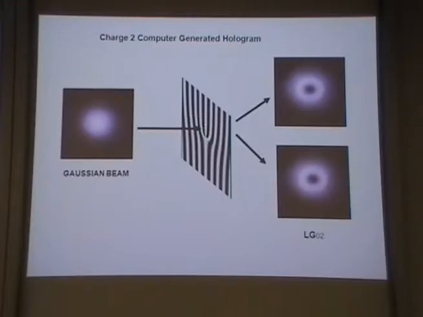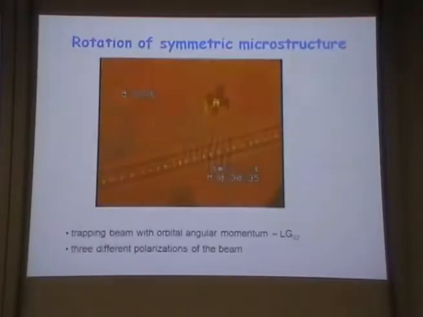Then this is a charge 2 hologram. So when the Gaussian beam is put through the very middle of this hologram, we will get Laguerre Gauss beams in the first and minus first order. We'll get a Gauss Laguerre 0-2 beam. Okay, so this is the rotation of a symmetric microstructure in a Gauss Laguerre beam.